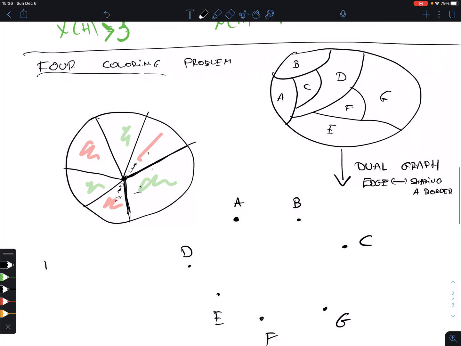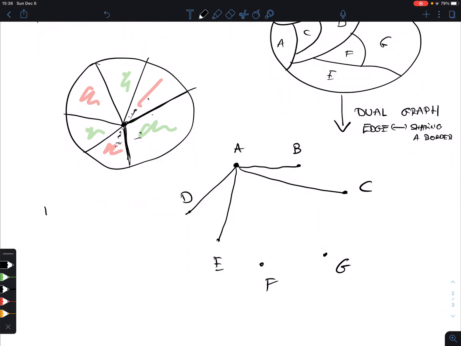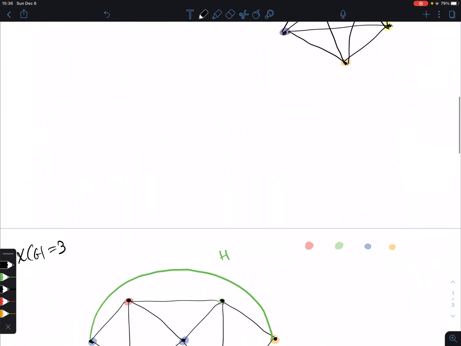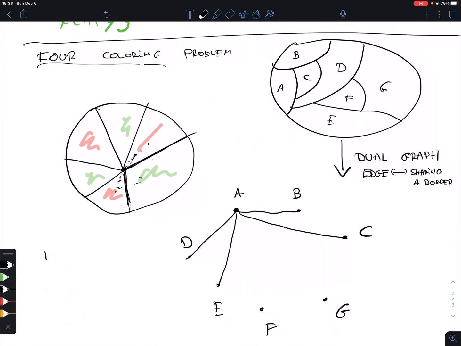So let's see what we have here for A. A has a border with B, and it has a border with C. It has a border with D. So B, C, D, and also a border with E. Okay, that is A. Now B. B has a border with A. We have that already. A border with C. A border with D. So I'm going to go around here. Now C. C has a border with A, B, and D. And that's it, right?